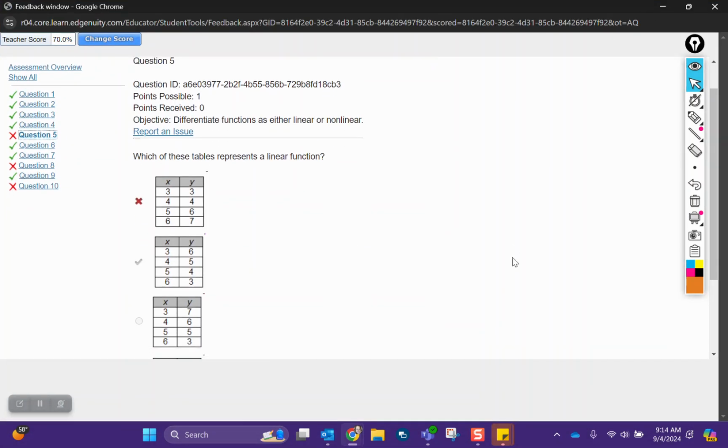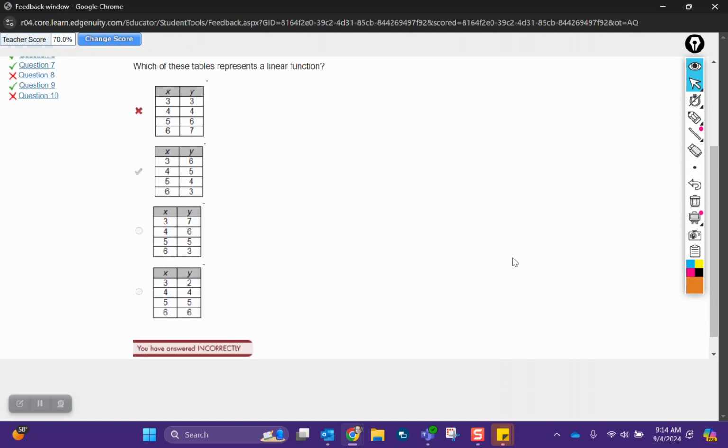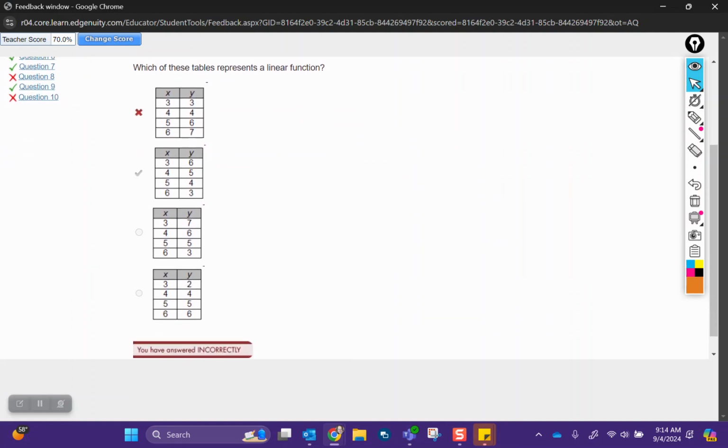So the first question that you missed asked which table represented a linear function. So when a table shows a linear function, let me just kind of draw a fake little table here. When a table shows that it's a linear function, we've got our x's and y's. Whatever the values are in the x's, they're going to change by the same number, and the y's also have to change by the same number.